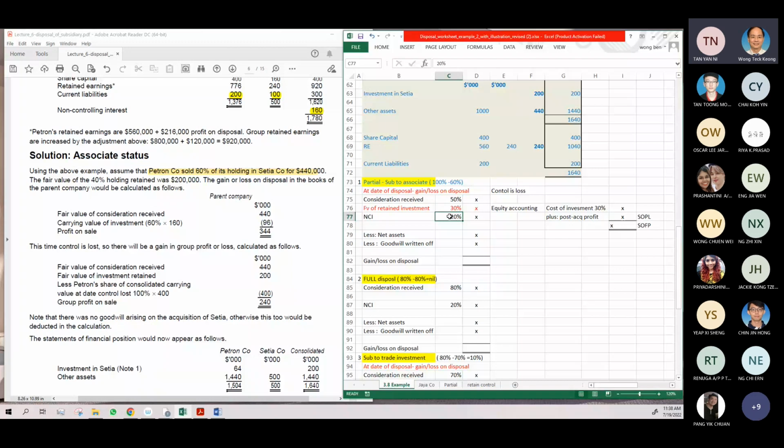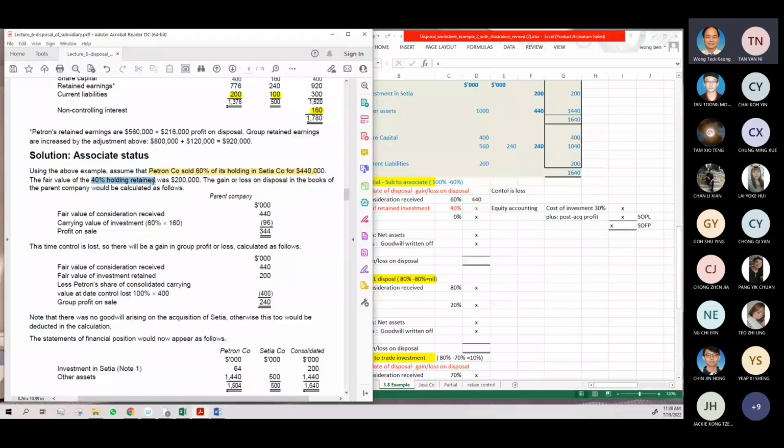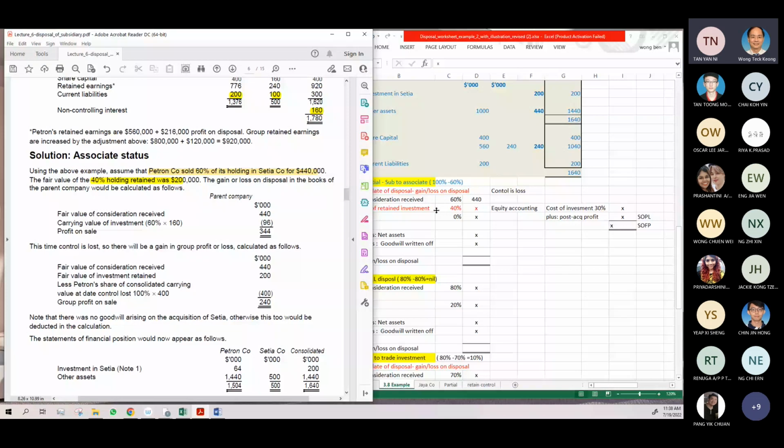So in this case, you sold off 60%, but previously held, you have 40%. NCI here is 0 because initially you hold 100%. Then 60, 40 here. Then you minus the net asset and minus the goodwill written off. Okay? Because now we sold off 60%. So they sold the 60% here for 440. So we change it to 440. So the fair value of the 40% holding retained is 200. So here we have 200. We don't have NCI because of 100% control.